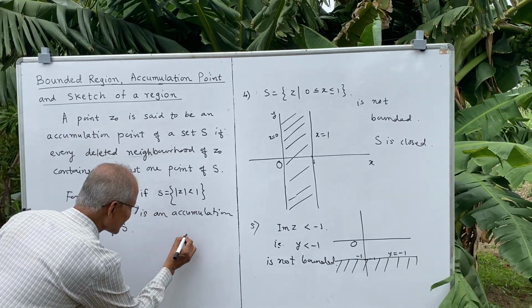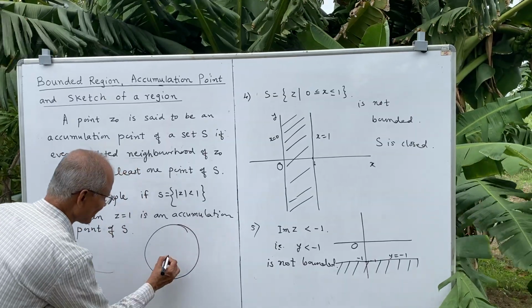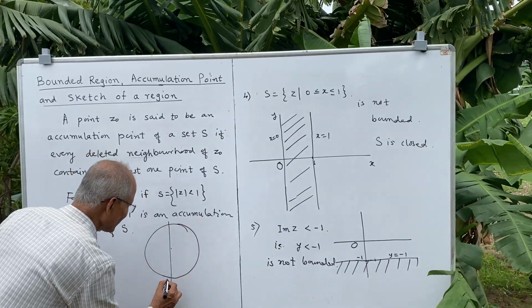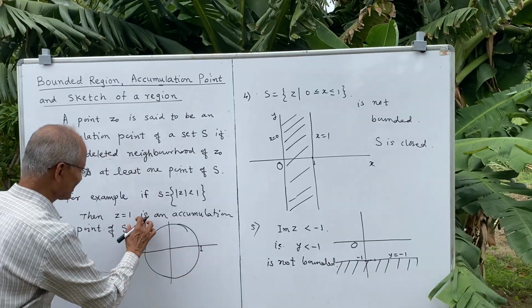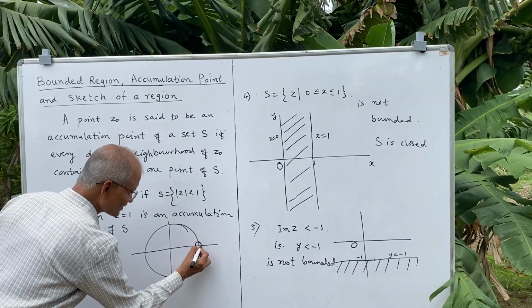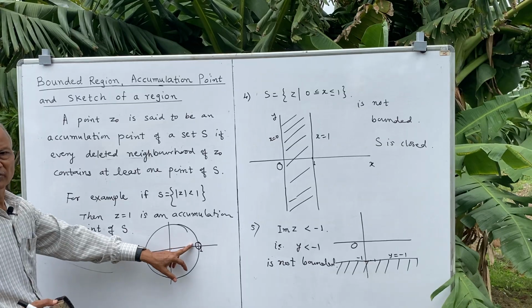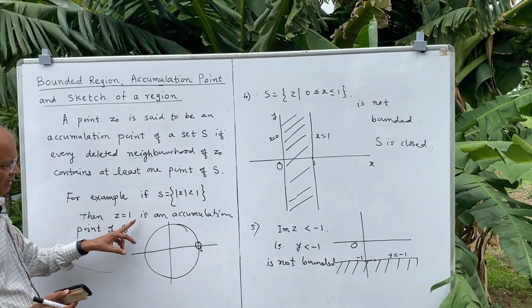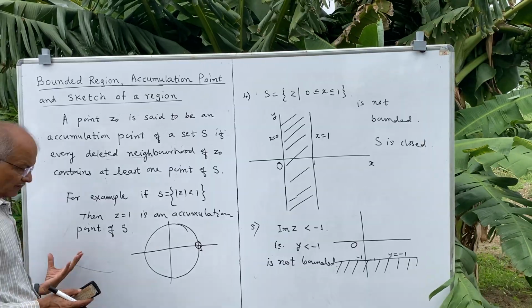This represents a circle with center at origin and radius 1. So we have taken this point as 1. 1 means 1 comma 0, and therefore if you draw a neighborhood of this, then at least one point will be in the deleted neighborhood of 1. Deleted neighborhood we have studied in our earlier lecture.